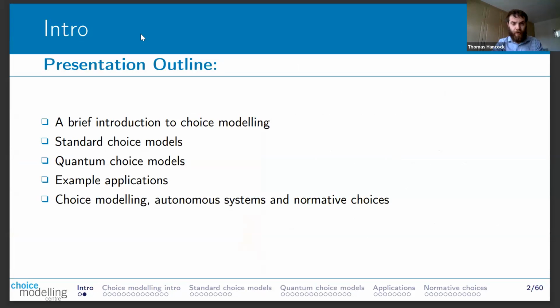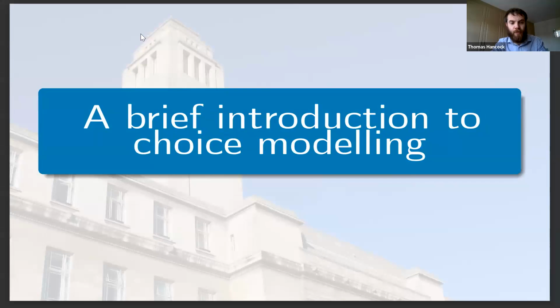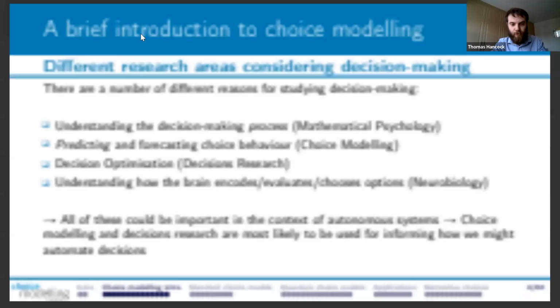So first, I'm going to take a step back and think about what actually is choice modeling, what do standard choice models look like, and that'll bring us onto quantum choice models. I'll talk about the example applications that we've done so far, and then I'm going to talk about how this fits in with robotics and autonomous systems, normative choices. What would this actually mean? What does this all mean if we've got robots making decisions? So let's start with a brief introduction to choice modeling.